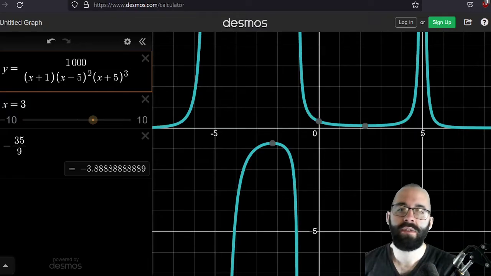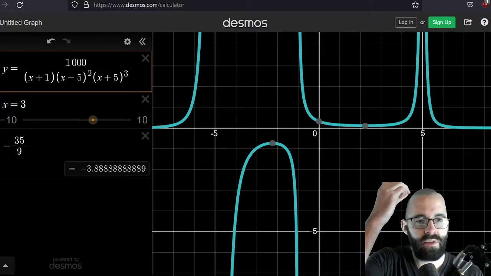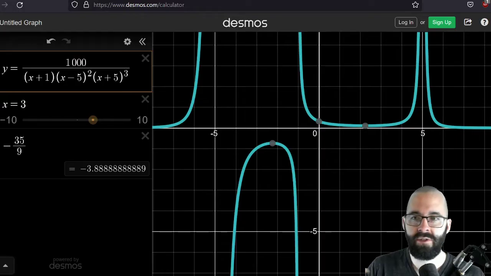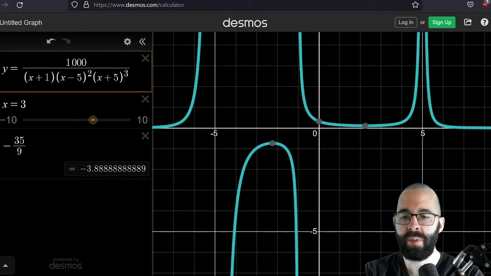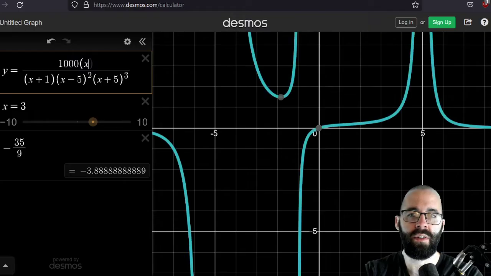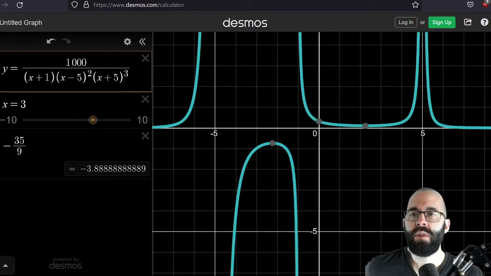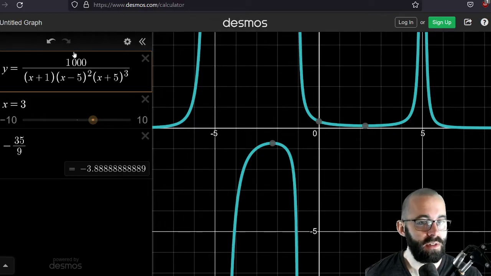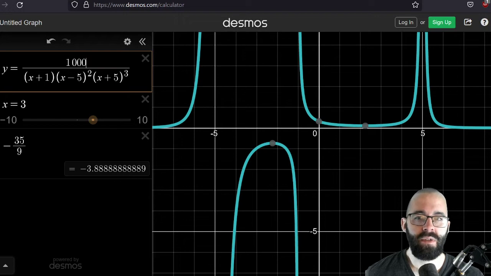And we know they're not removable discontinuities because the factor is not shared in the top. If I added an x plus 1 in the top, there'd no longer be an asymptote at -1. It's a removable discontinuity now. So we're trying to generalize what we know about zeros and multiplicities of polynomials to talk about vertical asymptotes here. So let's look at this asymptote right here.